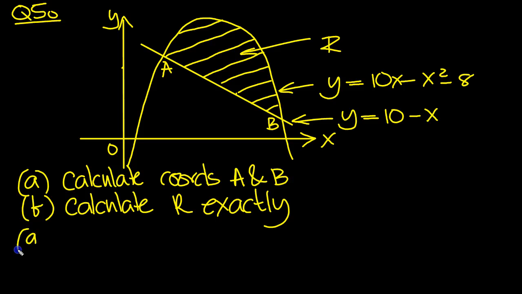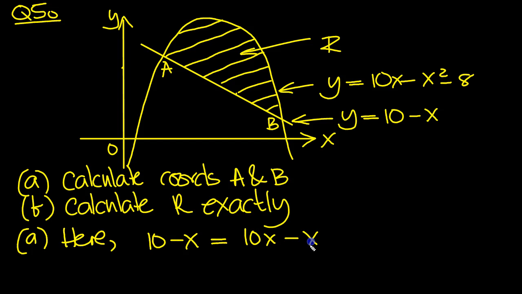So for part A, these lines intersect when their y values are the same, of course. So 10 minus x is equal to 10x minus x squared minus 8. Move everything over to this side, so we get an x squared moved over. When we move the x over, it becomes minus 10x. There's already a minus 1 there, so that totals minus 11x. Move the 8 over to become plus 8, equals 0.